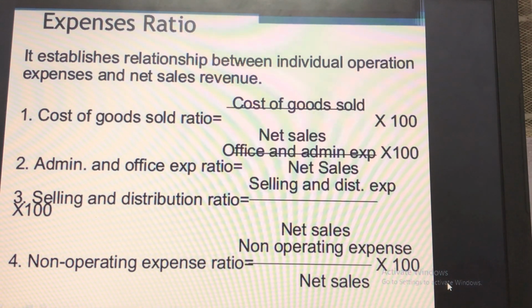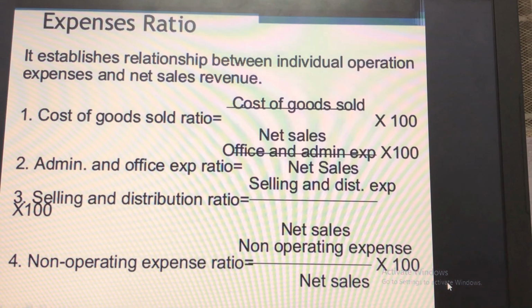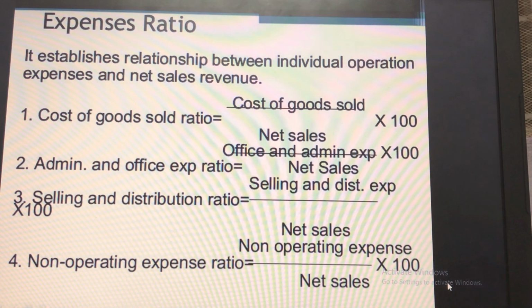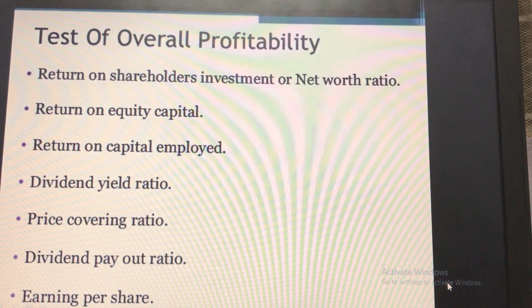Expenses ratio. Cost of goods sold ratio is equal to cost of goods sold divided by net sales into 100. Administrative and office expenses ratio: office and administrative expenses divided by net sales. Selling and distribution expenses ratio: selling and distribution expenses divided by net sales into 100. Non-operating expenses ratio: non-operating expenses divided by net sales into 100.